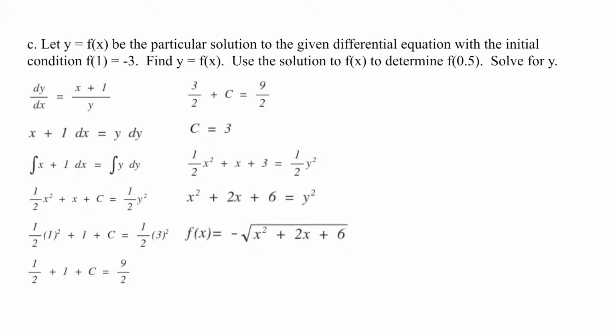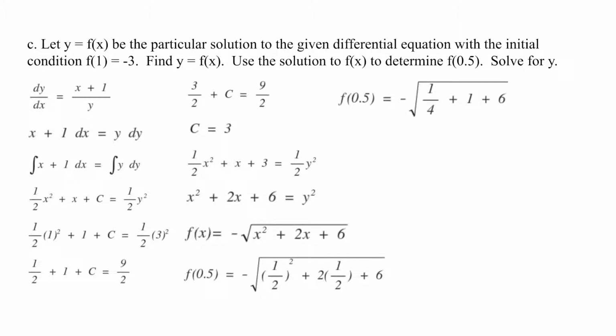And now we can use this equation to determine the value of f(0.5), and plugging 0.5 into the equation gives us the negative square root of (1/2)² + 2 times 1/2 + 6. And simplifying that gives us f(0.5) = -√(1/4 + 1 + 6). And simplifying that gives us negative 2.692582404.